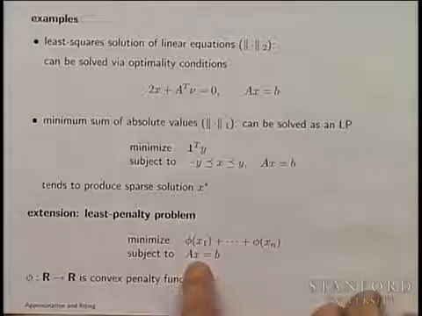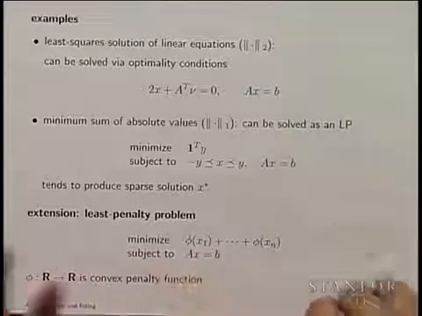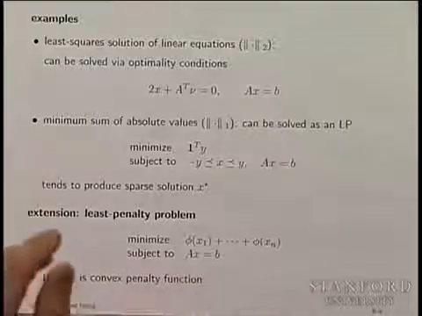Okay, so that's just the one norm. And the extension is least penalty, and of course, same ideas hold. Except here, the penalty is on x. So for example, if phi is something like a fuel use function, then this would be a minimum fuel control problem, for example.